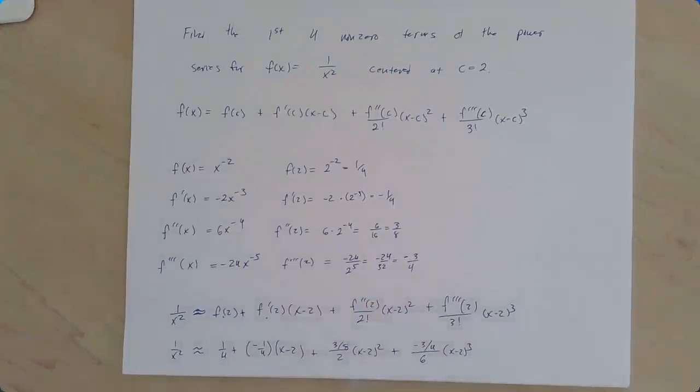I might do a little more. So this is saying that 1 over x squared could be approximated by this third degree Taylor polynomial, and it would be not terrible.